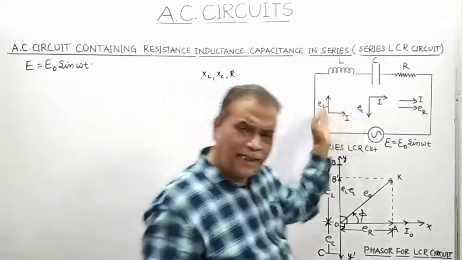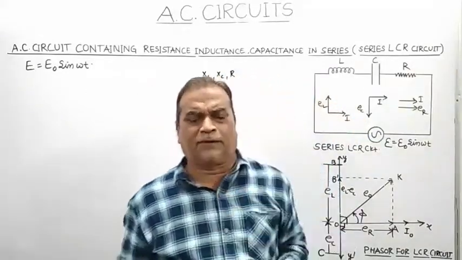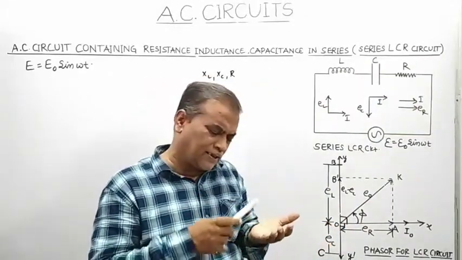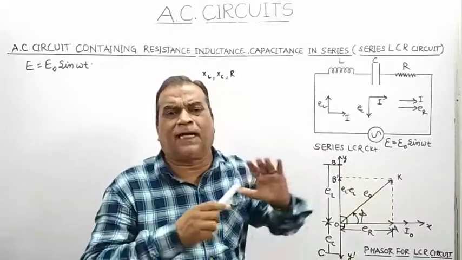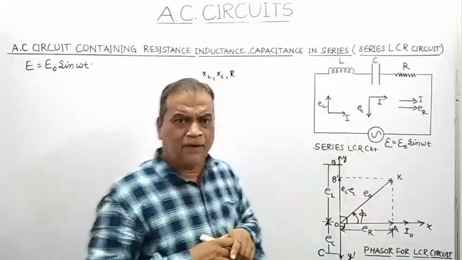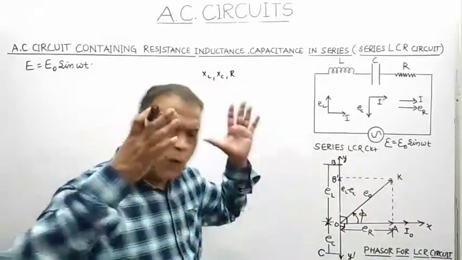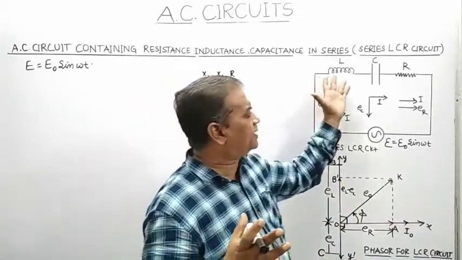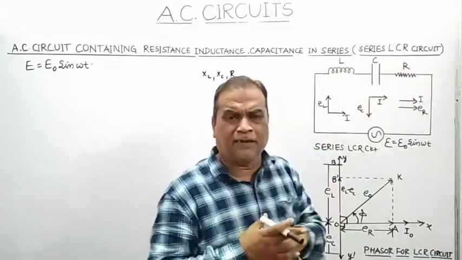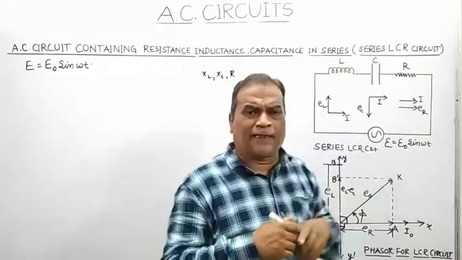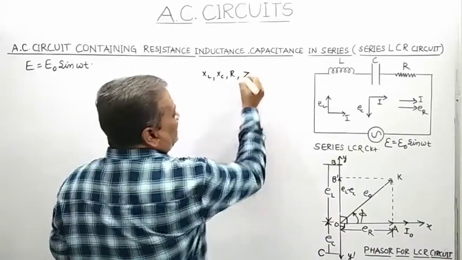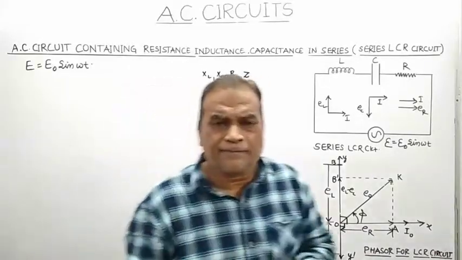So here we have an AC circuit which consists of all three elements, that is inductor, capacitor and resistor, and they are connected in series. Then the total opposition offered by an inductor, capacitor and resistor to the flow of alternating current through it is called impedance and is denoted by the letter Z.